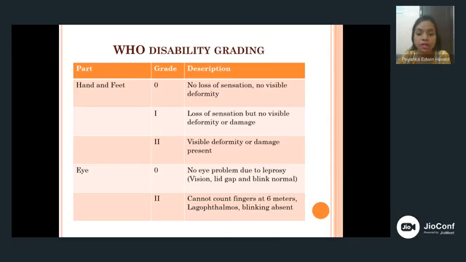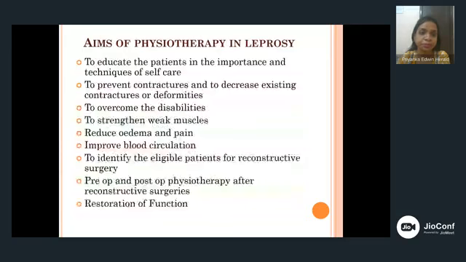But if the patient is not able to count fingers at a distance of 6 meters, or if there is a gap in the closure, or if the blinking is absent, then we say that patient comes under grade 2. So there are these main 3 grades of hand and feet and 2 grades for eye. This is the WHO grading for leprosy patients.